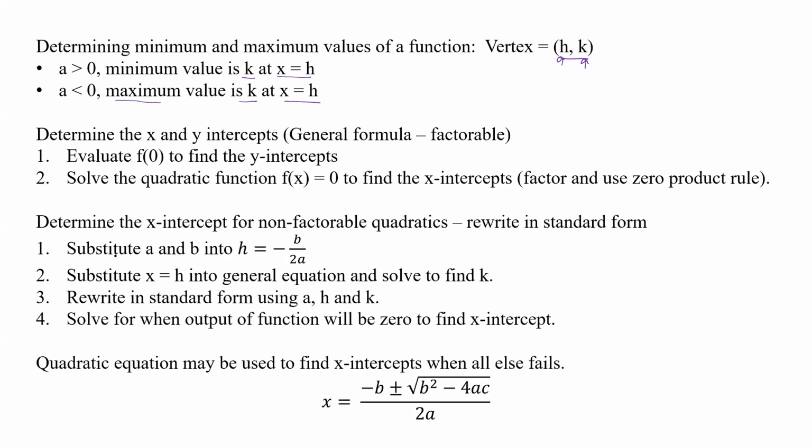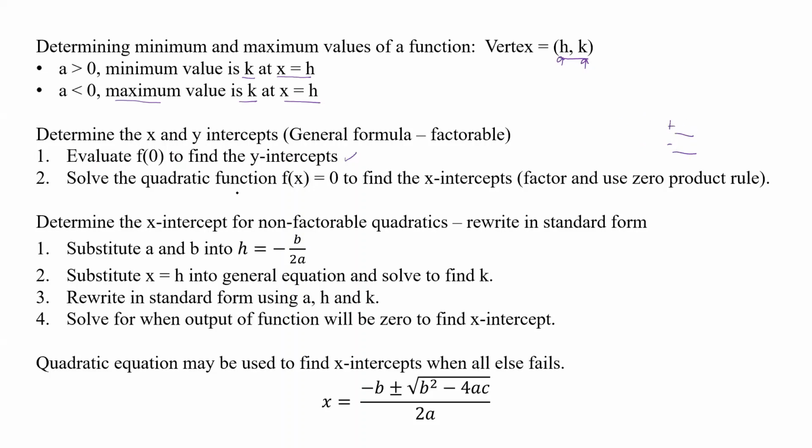Now, how do we determine x and y intercepts? Well, if we have the general formula and it's factorable, that's the key here, then basically to find the y-intercept, we just plug in 0 for x and solve for y. And that's going to give us what it is. So that one's pretty easy, just plugging in 0. Basically, if you have the general form, it's going to be whatever that last value is, because if you have the x squared and the x, those are going to go to 0, and it's just going to be that last term.